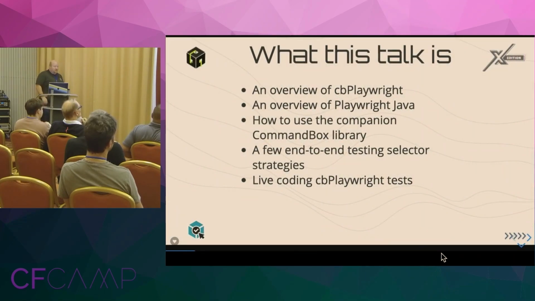And let's talk about what you can expect today in this session. We are going to talk about cbPlaywright, which is a library for working with Playwright, made by Microsoft. We're going to go over that Playwright library, specifically their Java library. There is a companion CommandBox library that will help in getting drivers set up for you. We'll talk about some end-to-end testing selector strategies, which may be more of an art than a science. And we're going to do some live coding of Playwright tests because it is fun.